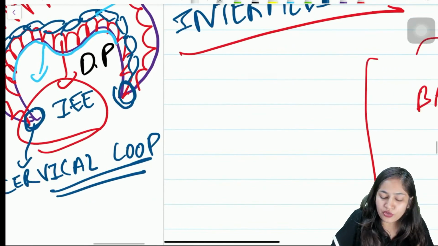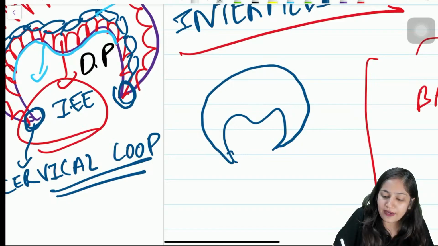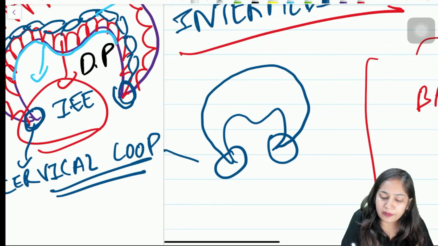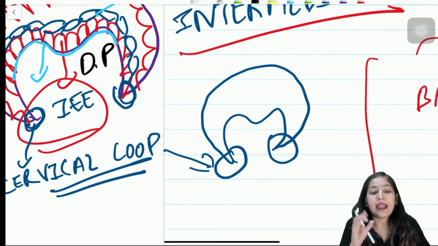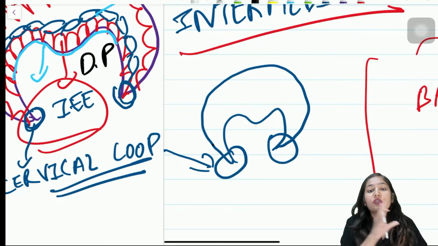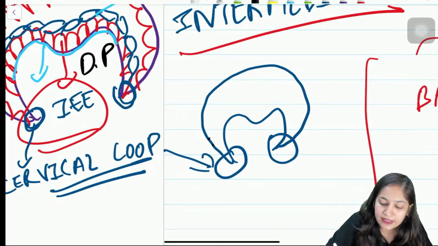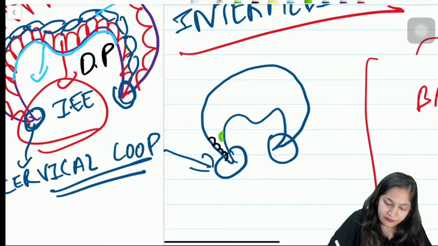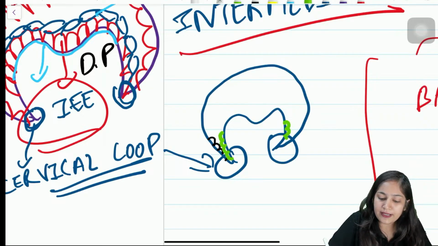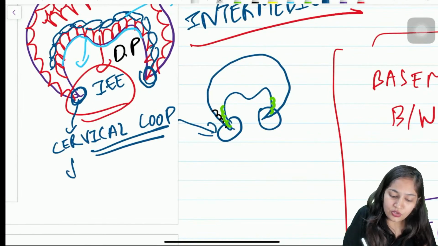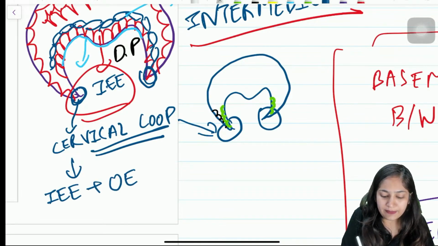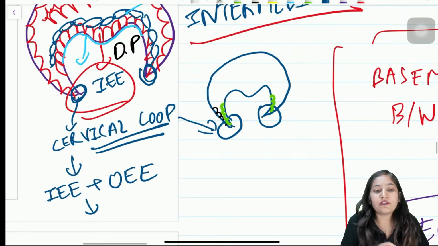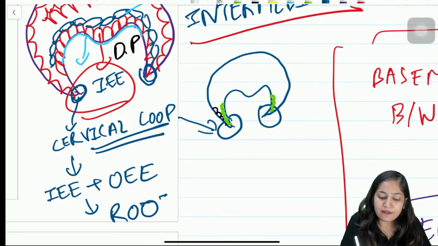The end portion of the enamel organ is our cervical loop. This cervical loop has only two layers, inner enamel epithelium and outer enamel epithelium. No stratum intermedium, no stellate reticulum, only two layers. And this leads to the formation of root. It helps in the formation of root.